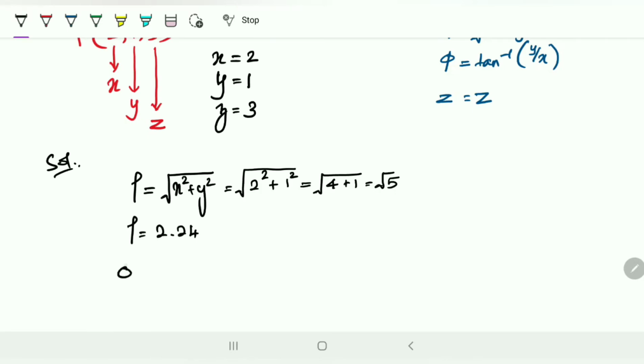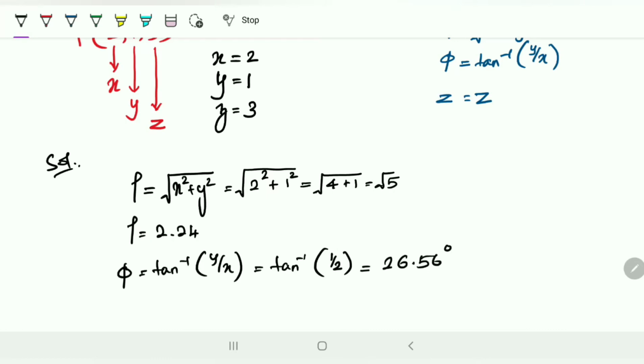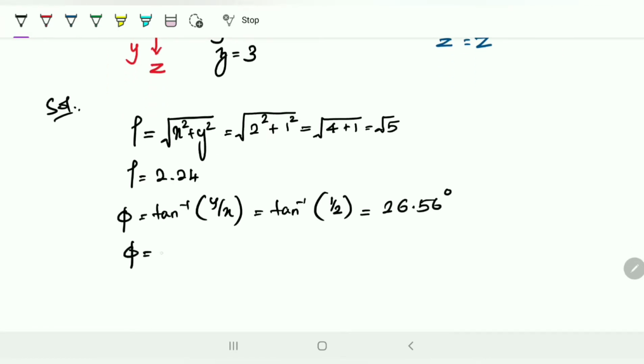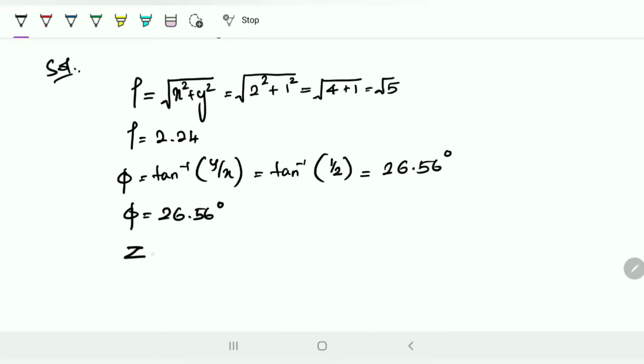And the next one is phi. Phi is tan inverse y by x. So we can easily write this as tan inverse. Let us substitute the values of y and x. The y value is 1 and the x value is 2. So it is tan inverse 0.5, which is approximately equal to 26.56 degrees. So we can easily say now the phi value is 26.56 degrees. And the last one is z. So the z value remains as the z value in the Cartesian system, so it is given.